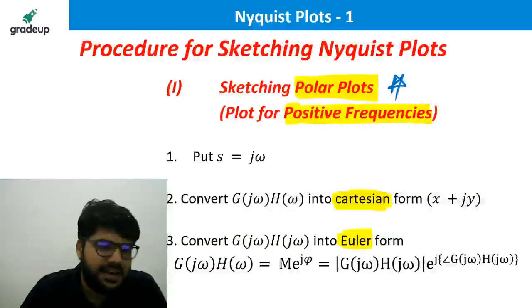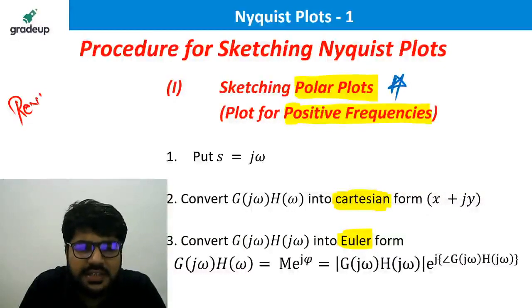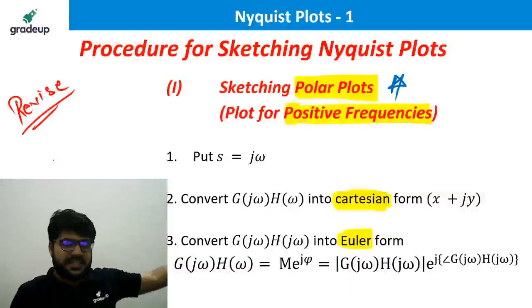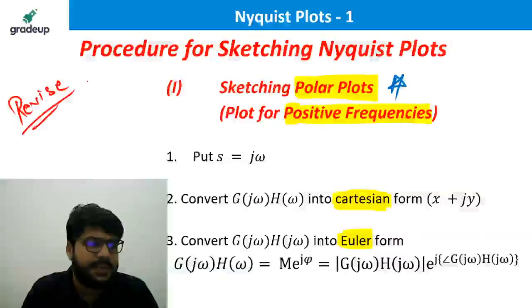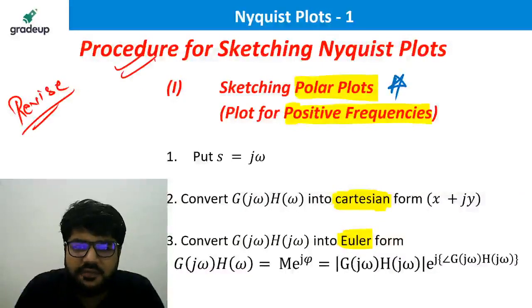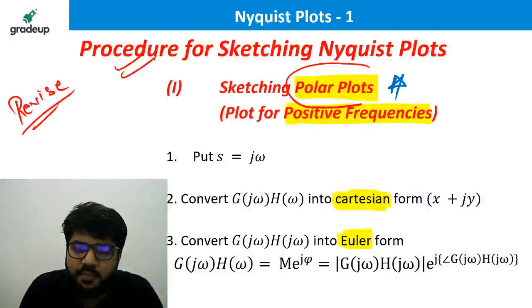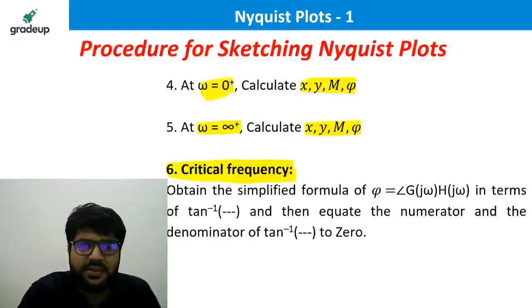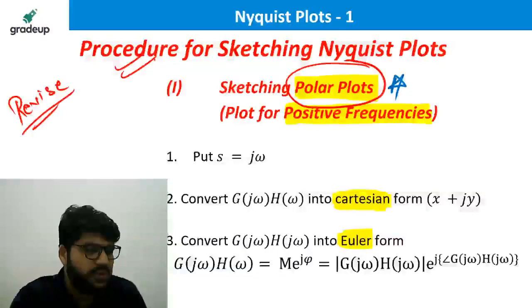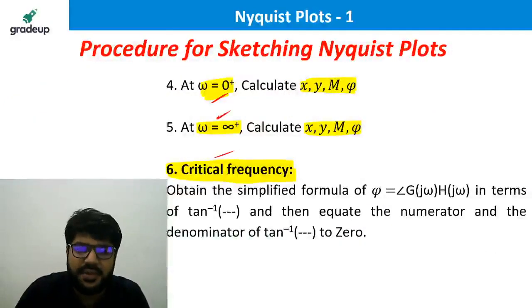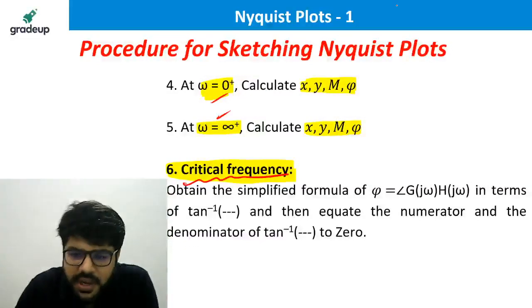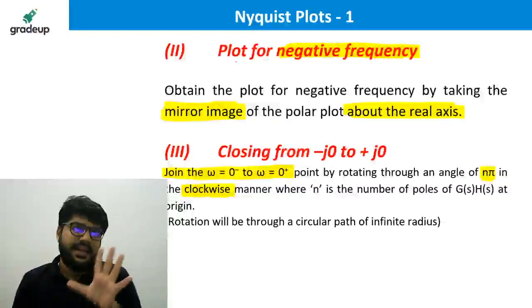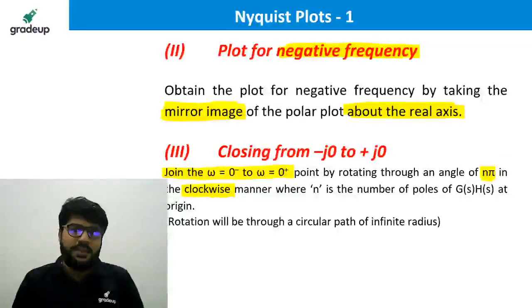Let me just quickly go through yesterday's class. Yesterday we had lots of discussion. I'm not talking about the derivation. After discussing the derivation N equal to P plus minus Z, I came to the procedure for sketching the Nyquist plot, wherein we were focusing on the polar plot first. I had given you the steps to sketch the polar plot: Cartesian form, Euler form, 0 plus, infinity plus, critical frequency. We have not seen critical frequency yet, but we'll also see critical frequency today. Till now we were focusing only on the polar plot, but after taking a few more examples of polar, I will go to the complete Nyquist sketching.